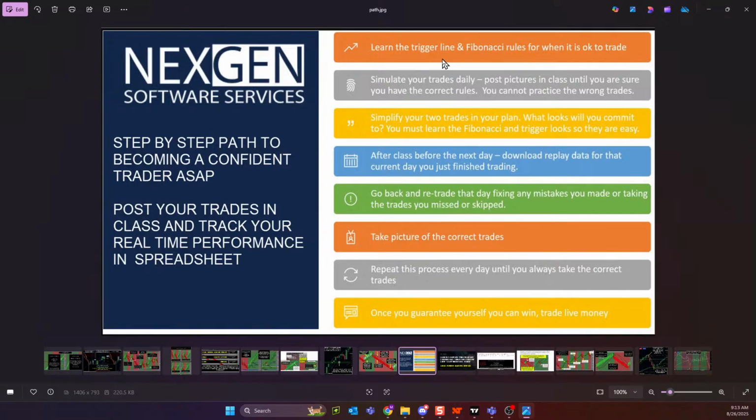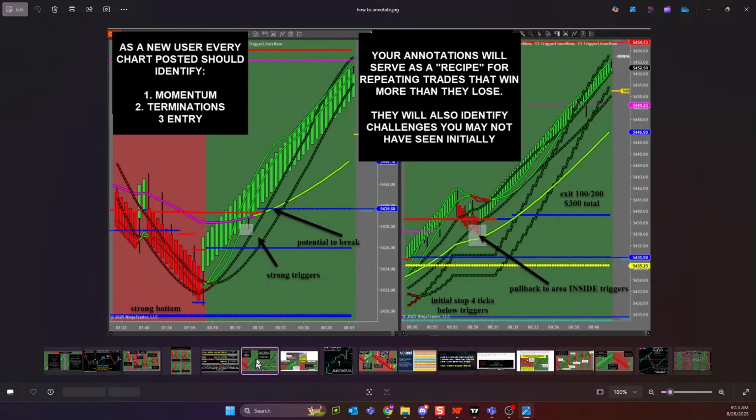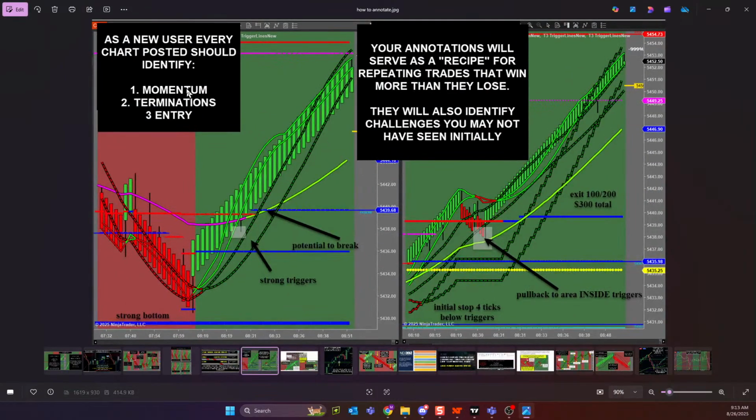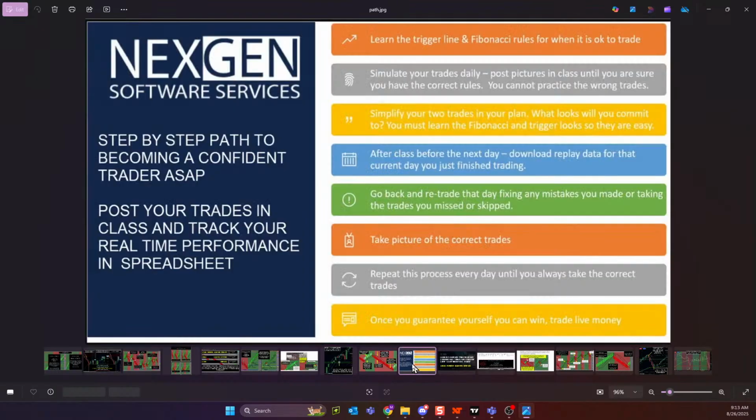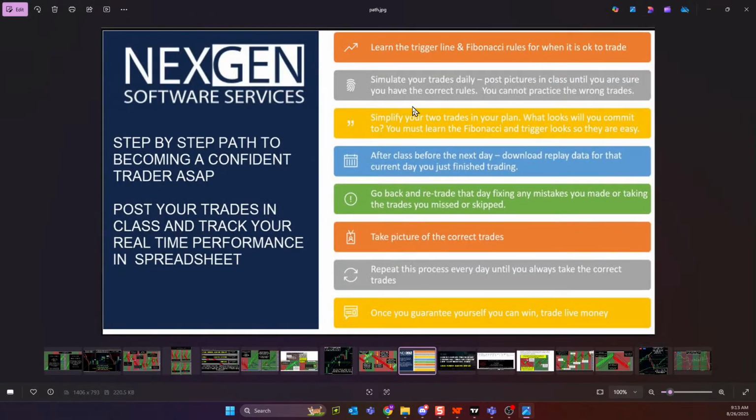Post in the room. Every time you take a trade, post in the room. Talk about momentum. Talk about terminations. Talk about the entry area when you're trading NinjaTrader. Talk about the direction of the triggers. Talk about where price is. Talk about whether or not you had room to targets if you're on TradingView. We're going to break them both down.